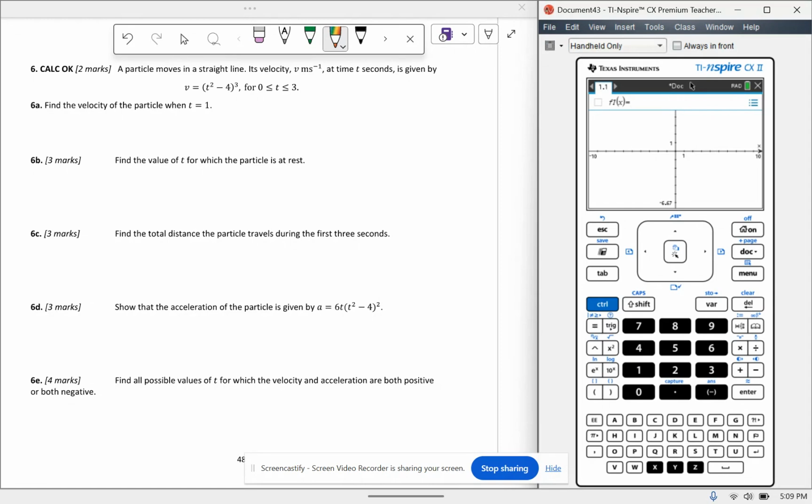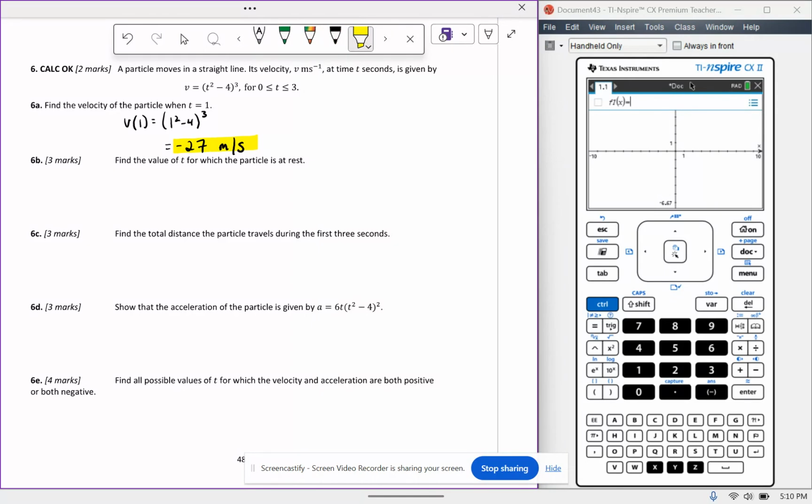So I'm just subbing 1 right into the velocity curve, and it's going to look just like this. So 1 squared is going to be 1, minus 4 is going to be negative 3. Negative 3 cubed is going to equal negative 27 meters per second.